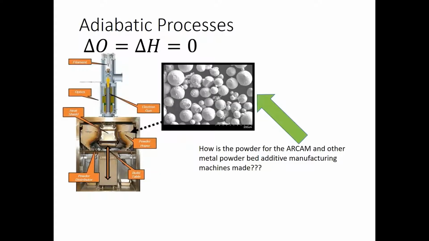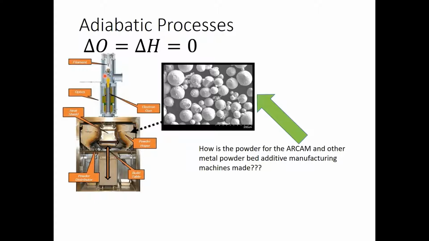The next process we're going to talk about, I have a little mistake on this slide. This should be delta Q equals delta H equals 0. I think it might be cut off or something, either that or I just typed 0. It's an adiabatic process. And to give an example of an adiabatic process, we'll pose this question.